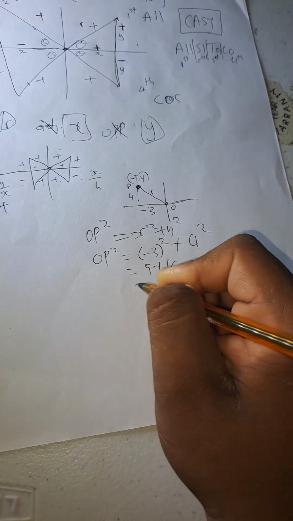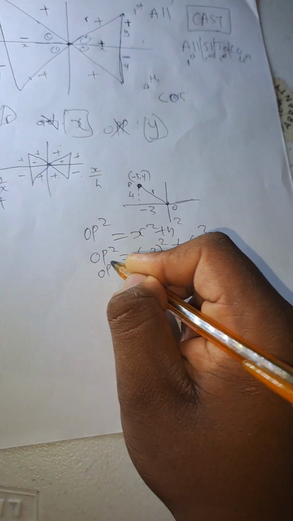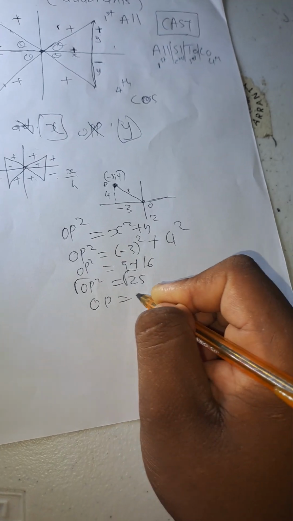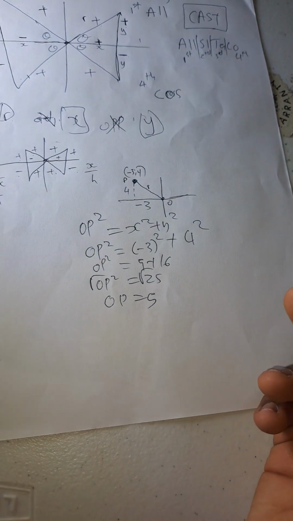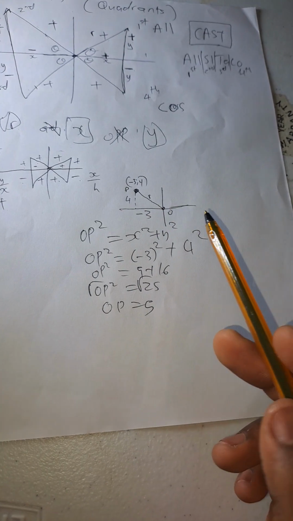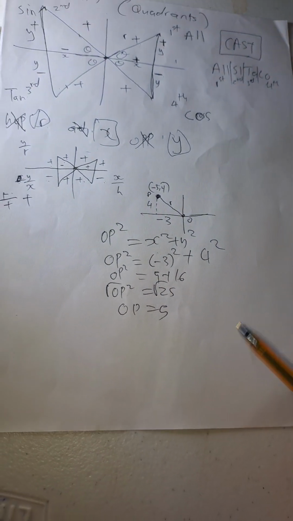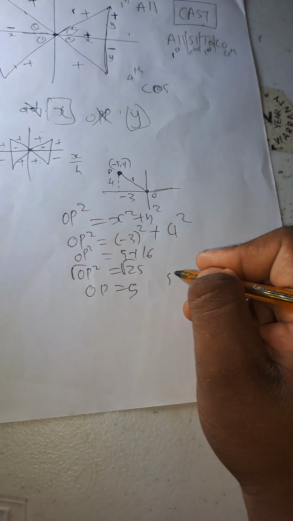9 plus 16 is equal to 25. OP squared, but I'm still squaring, so my OP is equal to 5. You see, I'm done. Pythagoras theorem, same thing, but now you are using y and x. So you are going to win, and then now, let's just say find sine theta.